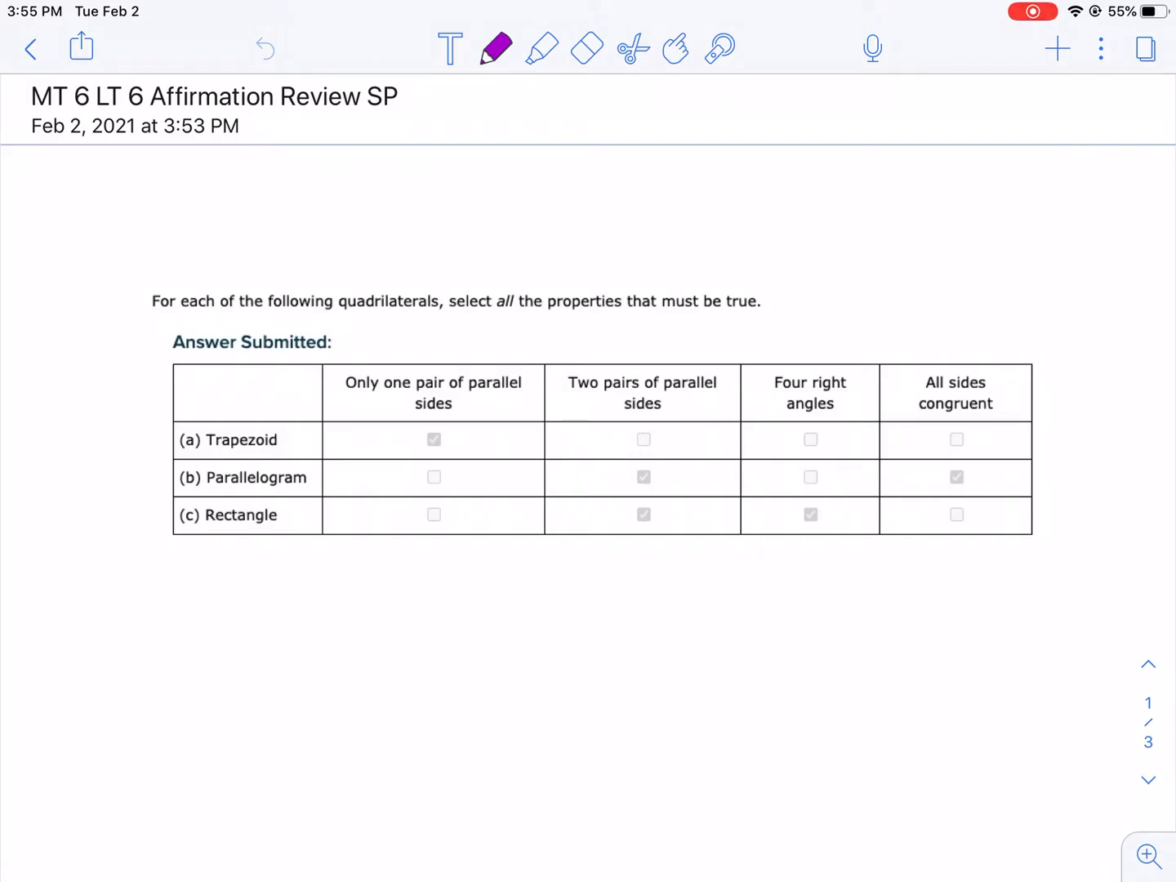Hey, let's take a look at your MT6 LT6 affirmation. And let's take a look at some properties of some shapes. If you have a trapezoid, you have one set of parallel sides. Because you have one set of parallel sides, those adjacent angles are going to be supplementary.